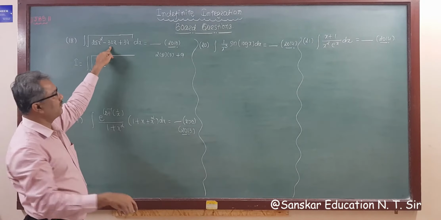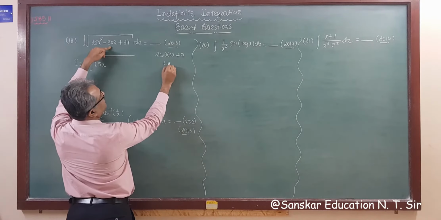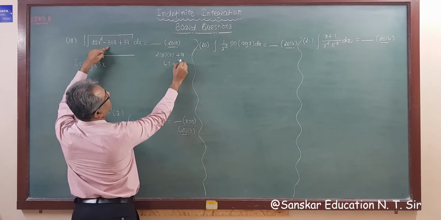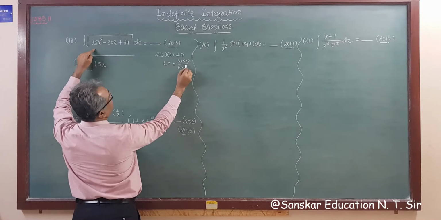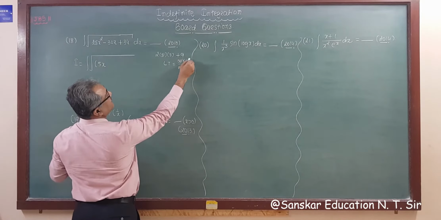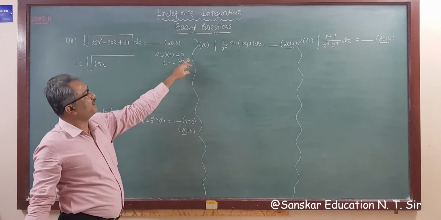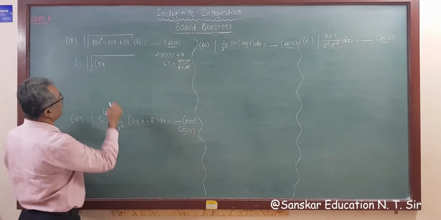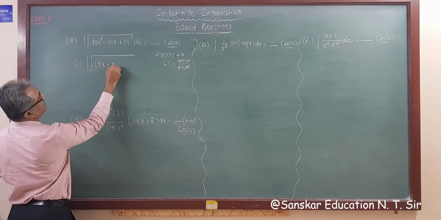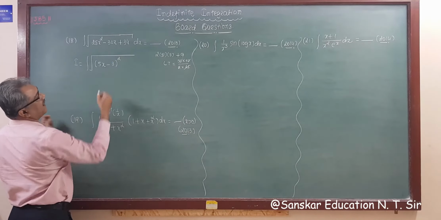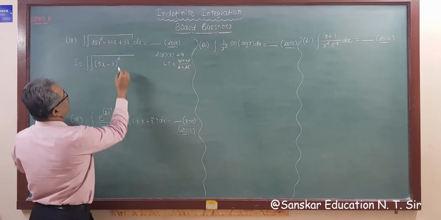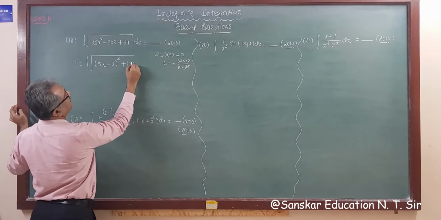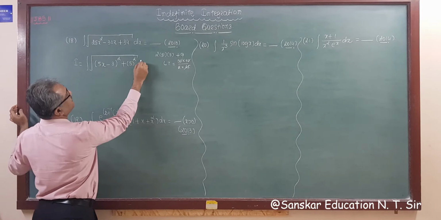Otherwise, find out the last term using the formula. Last term is equal to middle term square, that is 30 into 30, upon 4 into first term, that is 25. So this is 100, this will cut. So your last term will be 3 into 3, 9. So the last term you want is 9, this is minus. So this is 5x minus 3 whole square, and the last term is 9. So 9 plus 25, 9 plus 25 is 34.